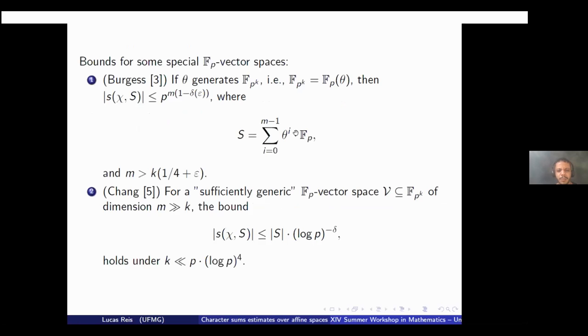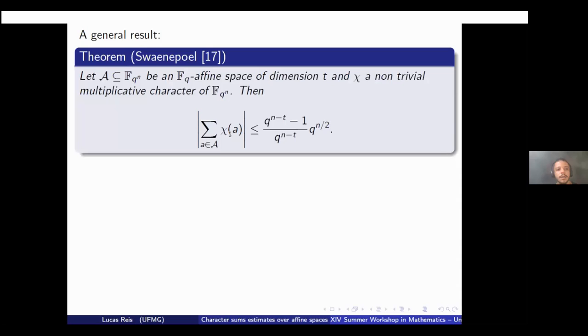We have some previous results for special vector spaces. So just to mention, we can save a little from the trivial bound under some special conditions, but I want you to focus on general results. And so here there is a theorem from 2016, but I think this bound has been known for at least 15 years, but the proof in this paper is very nice.